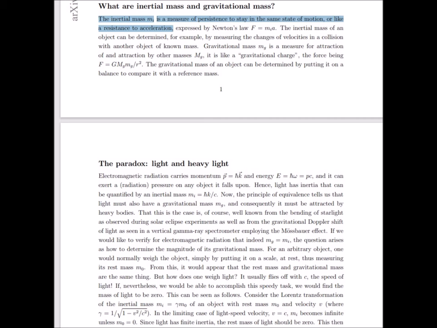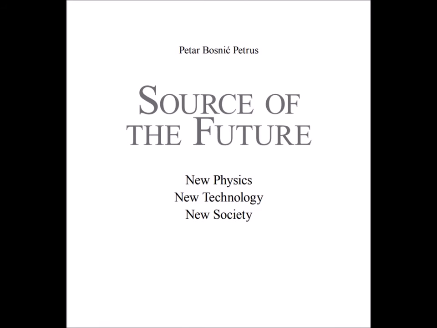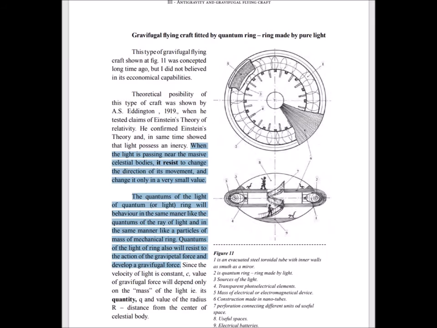In another article by Peter Petrus, entitled Source of the Future, there is a subsection called Gravifugal Flying Craft Fitted by Quantum Ring, or ring made by pure light. Here he says, when the light is passing near a massive celestial body, it resists the change of any direction of its movement. It then follows that photons of light traveling in a ring will have the same behavior and inertia as the particles of mass of a mechanical ring. And just like the rotating mechanical ring or disk, the ring of light will likewise develop a gravifugal force, enabling it to lose weight or levitate within a gravitational field.